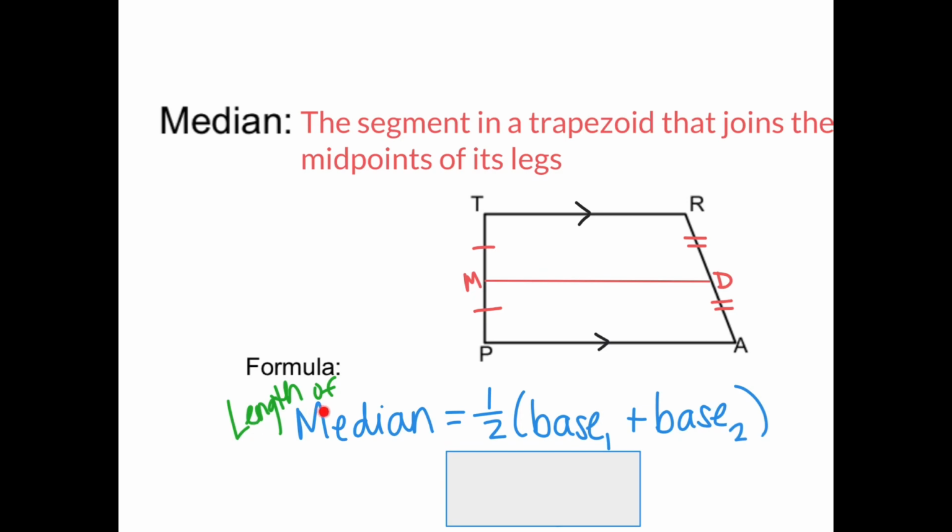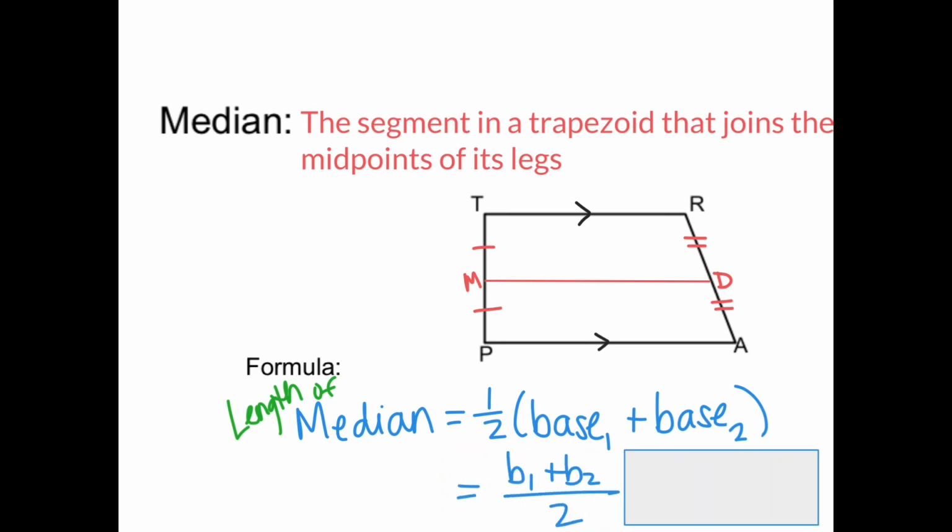Now the length of this median that's connecting the midpoints together is just going to be half of the length of the bases added together. So we're going to take the length of base 1, so the top parallel, we're going to add it to the length of base 2, and then we're going to divide by 2. The version of the formula that I prefer to use is this: B1 plus B2, all divided by 2.